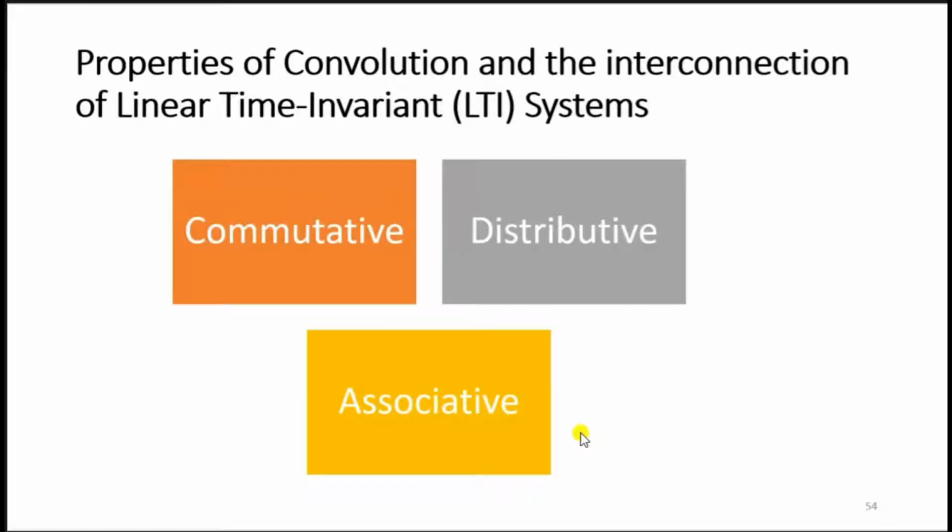Hi students, welcome. We are back with chapter 3, part 2: properties of convolution and the interconnection of linear time invariant (LTI) systems. There are three properties of convolution, which are commutative, distributive, and associative.